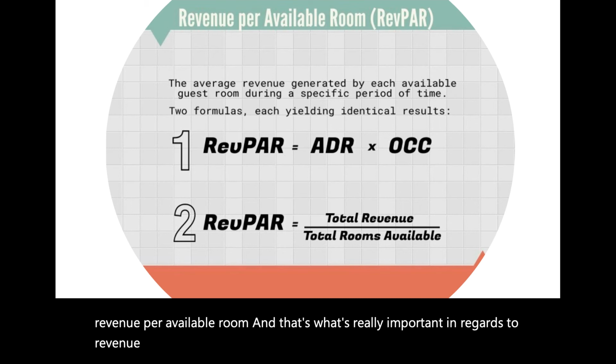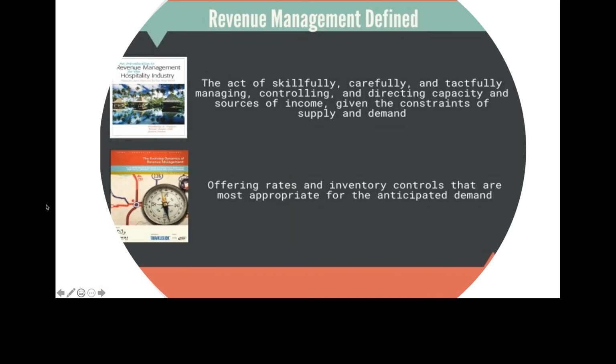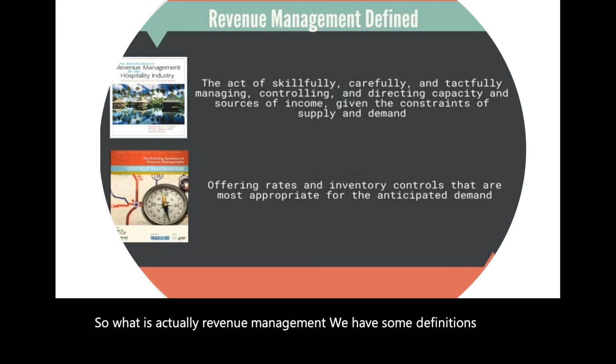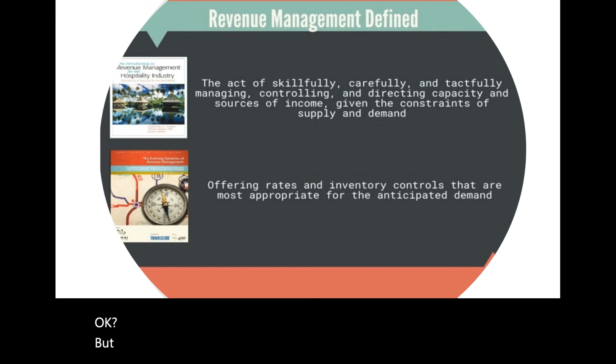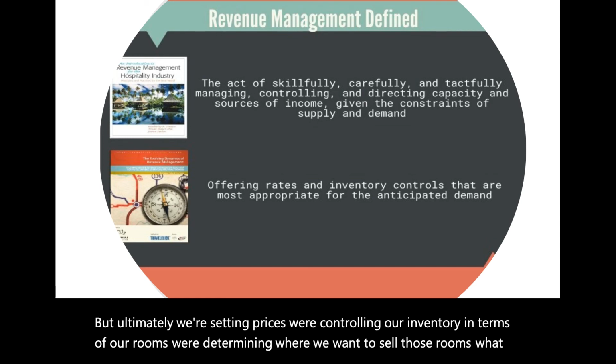So what is actually revenue management? Well, we have some definitions here, but ultimately, we're setting prices, controlling our inventory in terms of our rooms, and determining where we want to sell those rooms, what channels. So really, it's offering rates and inventory controls that are most appropriate for the anticipated demand.